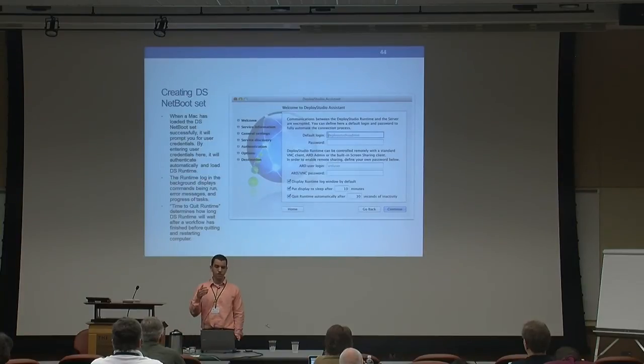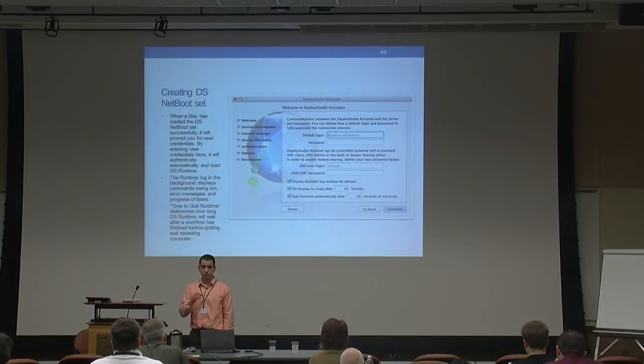Then there's the runtime log window, which runs in the background. So it's pretty handy to have. I would avoid unchecking that option. Basically, what it does is it's like a terminal screen in the background, and it tells you what processes are running, error messages, progress of tasks, workflows, and things of that nature. So it's good to have in the background.